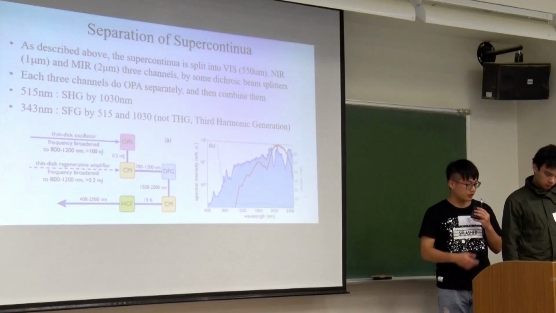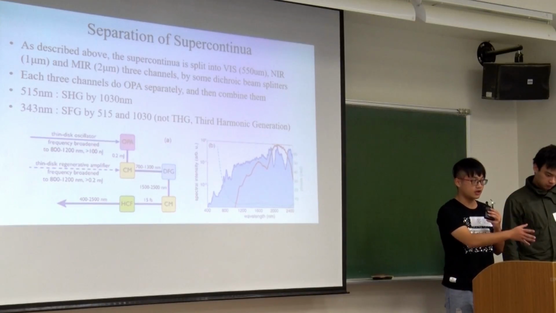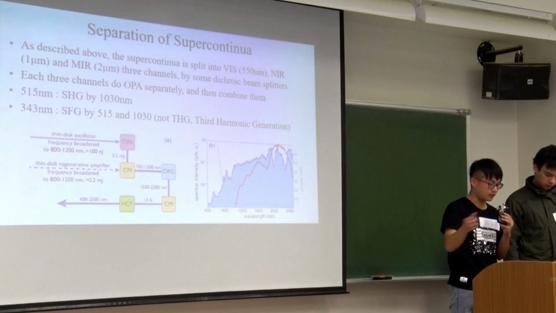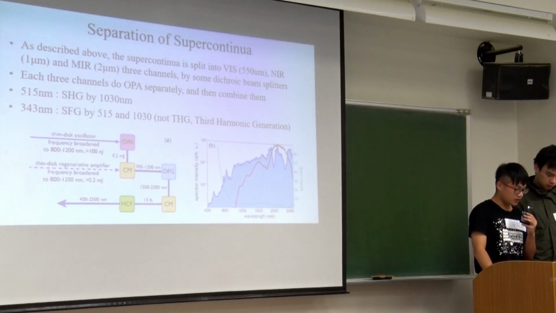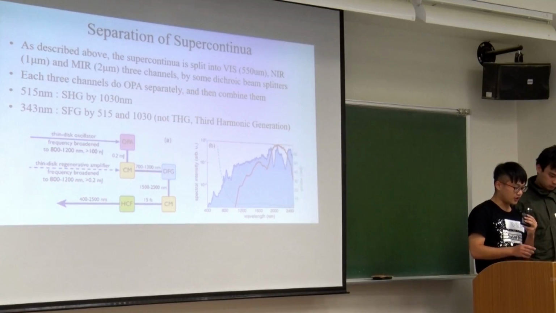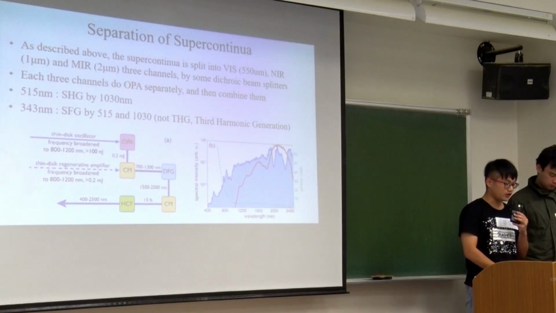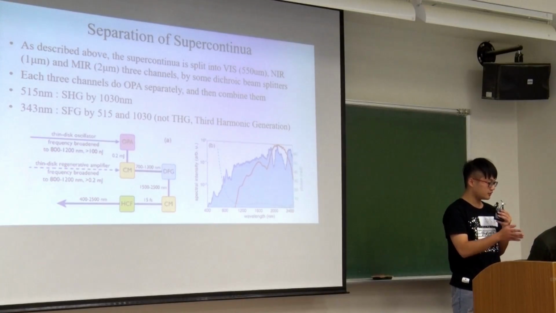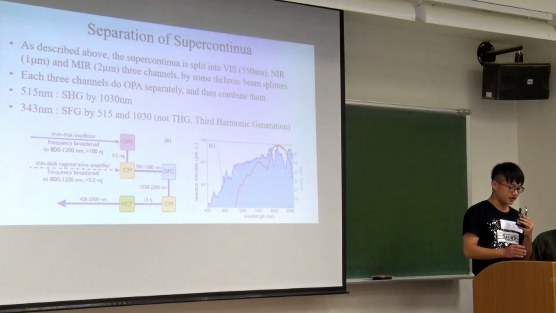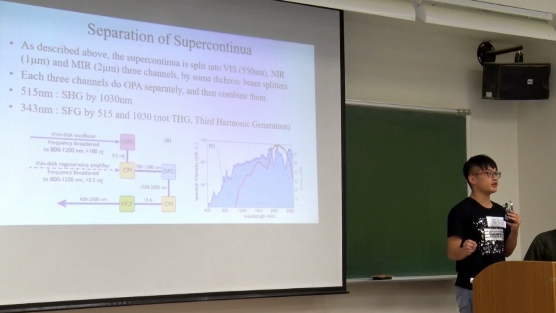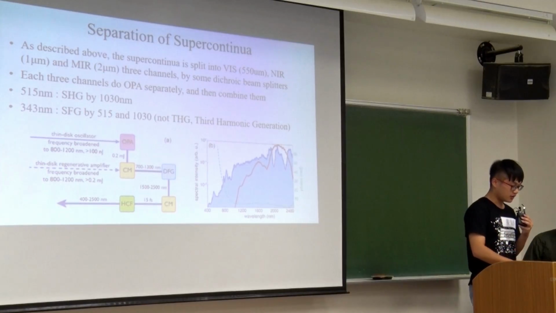And then we try to separate our supercontinua because we have 400 nanometer to 2500 nanometer of spectrum right now. And as mentioned before, we have to split this supercontinua into 3 parts: visible, NIR, and MIR, 3 channels. And we do that by using some dichroic beam splitters. And then each of the 3 channels does OPA separately. And then after doing OPA and they are amplified, we combine them. This is the idea, okay?